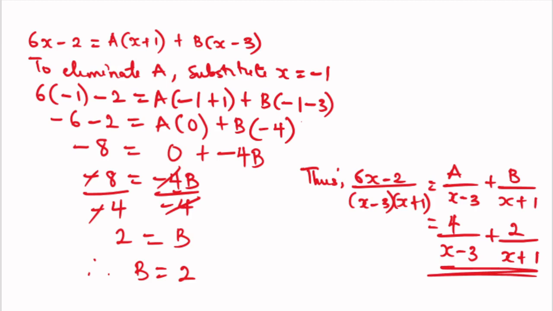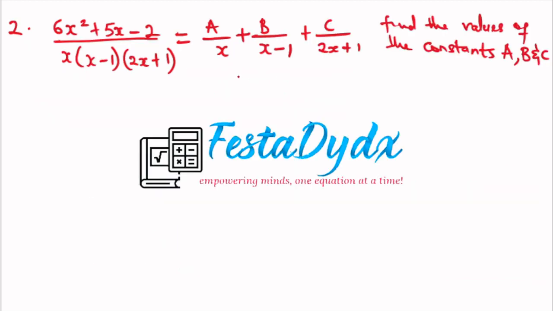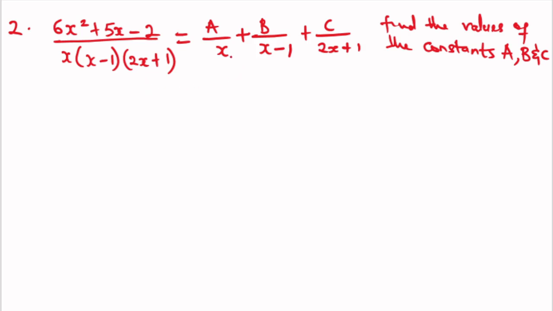Now let's move to question number 2. In example 2, we are given 6x squared plus 5x minus 2 all over x, x minus 1, 2x plus 1. In this case, you will see that our question is already expressed in partial fractions. So we are asked to find the constants a, b, and c. So we'll move straight to the point, which is to look for the LCM. Now the LCM of this expression is x, bracket x minus 1, 2x plus 1.